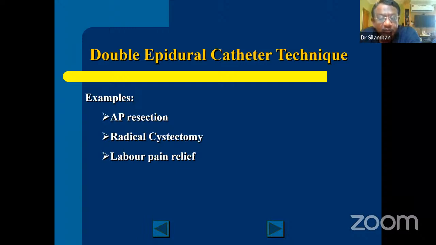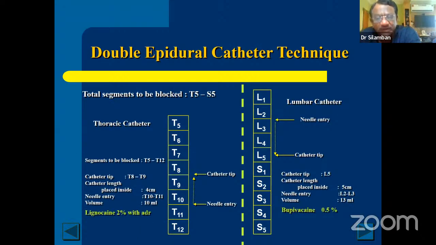So I found that to be more useful, so that is when I use even for labor pain relief, I was using that. Very limited usage. Same principles divided into 2 areas, thoracic area and the lumbar area. 1 catheter for the thoracic segment, 1 catheter for the lumbar segment or the sacral segment, depending on what procedure you're doing. Apply the same principles.